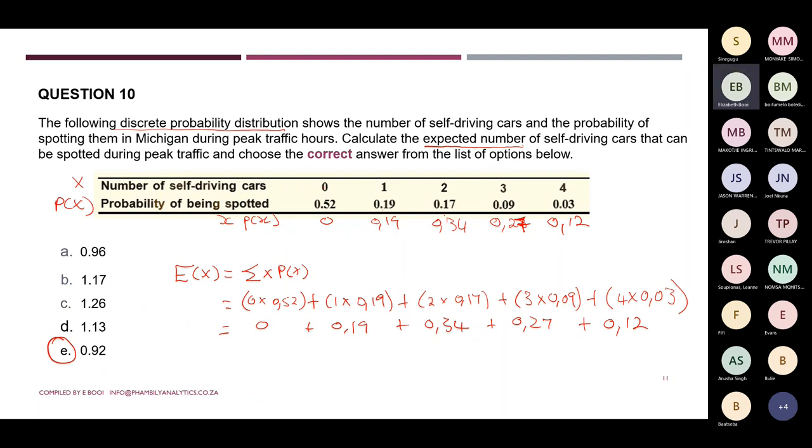Double check. So 0 times 0.52 will be 0. 1 times 0.19 will be 0.19. 2 times 0.17 is 0.34. 3 times 0.09: 9 plus 9 plus 9 is 27, so 0.27. And 4 times 0.03 is 0.12. So they are correct. I didn't even have to use a calculator to calculate them because the values are so small.